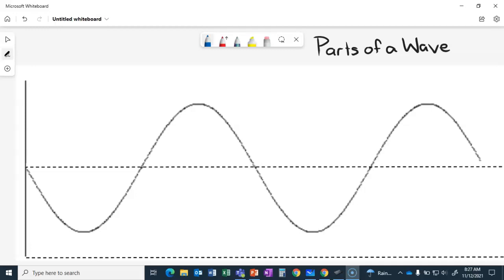You can either put it up at the top of your paper or down at the bottom, but we're going to write a definition of the word wave. So, a wave is energy moving through a substance. And oftentimes, we refer to that substance as a medium.